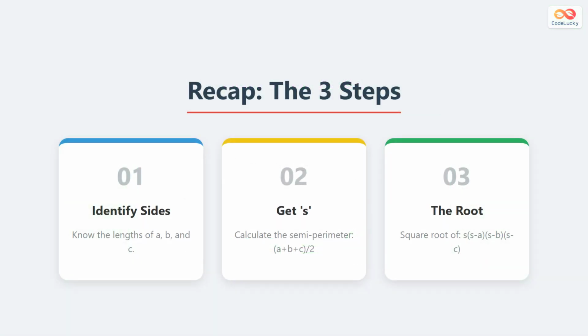To recap, finding the area with Heron's formula takes just 3 simple steps. First, identify your 3 side lengths. Second, calculate the semiperimeter by summing the sides and halving the result. And third, plug those numbers into the square root formula to get your final area.